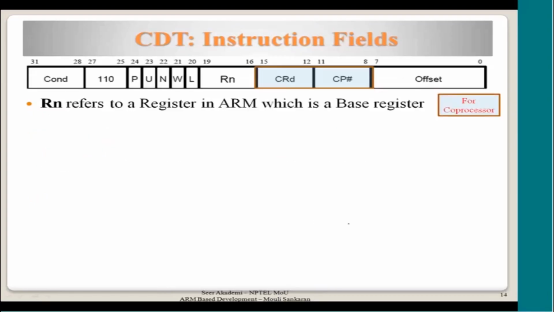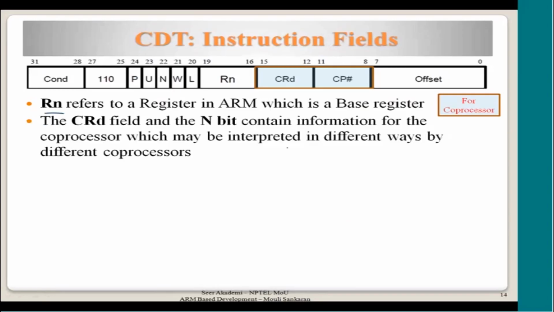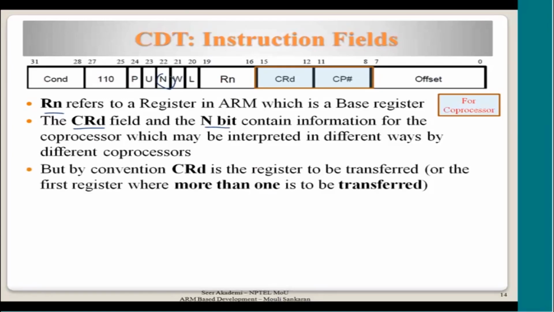Now let us see. Rn is the base register, I explained to you. CRd is the field, and the N bit contains the information for the coprocessor, which may be interpreted in different ways by different coprocessors. That is the number of words. But by convention CRd is the number to be transferred, or the first register where more than one is to be transferred. I will tell you.